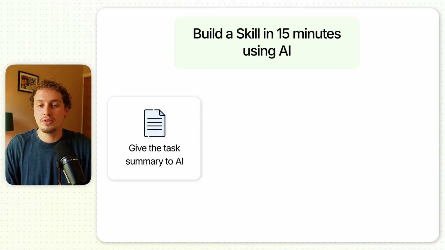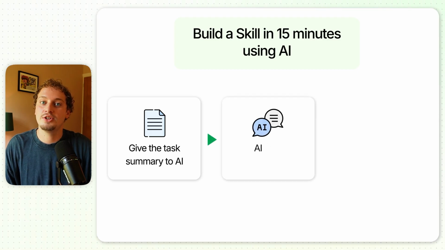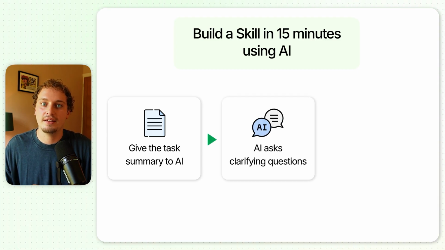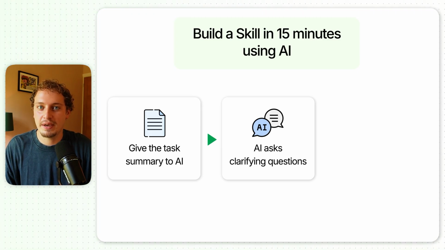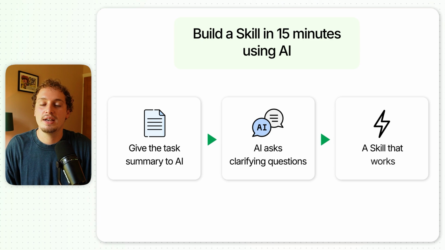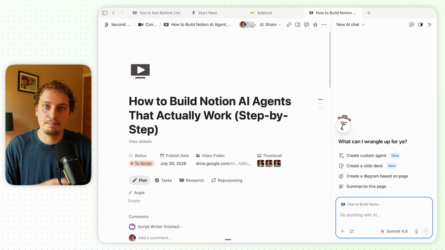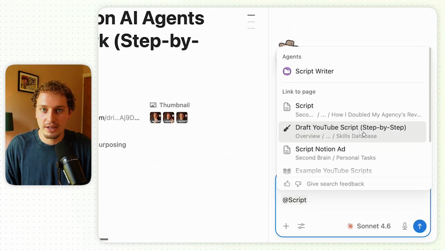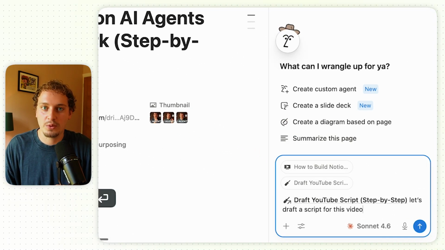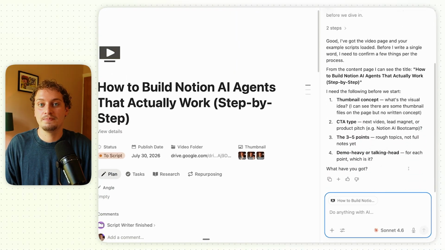Give it a summary of what the task is and ask it to ask you clarifying questions about anything it might have assumed. That process alone surfaces the gaps that make the difference between a skill that works and one that doesn't. Once you've written it, test it. Go to your chat, mention the skill, select it from the menu, and give it a real example to work with. See what it produces. Alright, time for level 3.